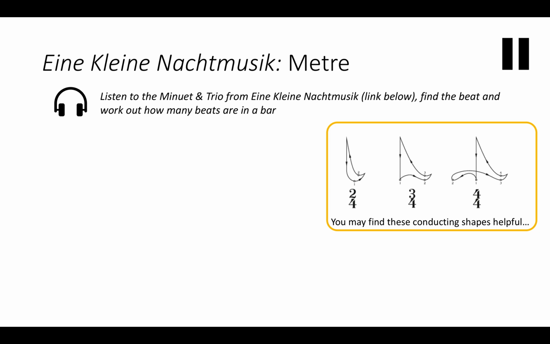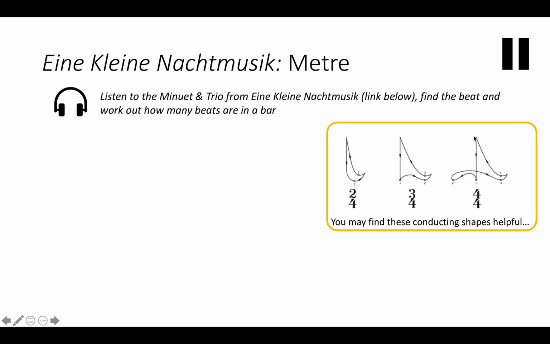So I'd like you to go and listen to the minuet and trio that we've been studying. The link is in the description below. And you might like to use these conducting patterns that we learnt in previous lessons to help you. So while you're listening, with your hand, go 1, 2, 1, 2, or 1, 2, 3, 1, 2, 3, or 1, 2, 3, 4, 1, 2, 3, 4.